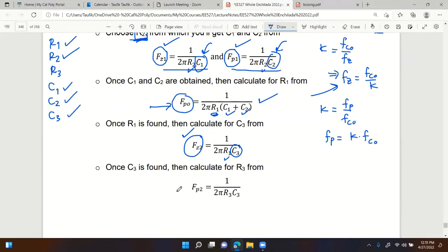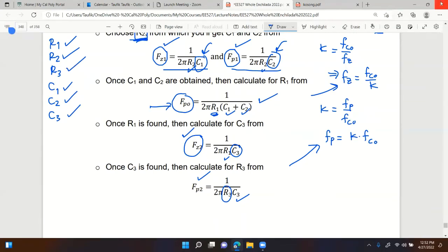R3. Where do we get R3? From the last one, from the pole right here. FP2, again, you get it from here. You know FP2, you know C3. The only unknown is R3, so you get R3 from here.